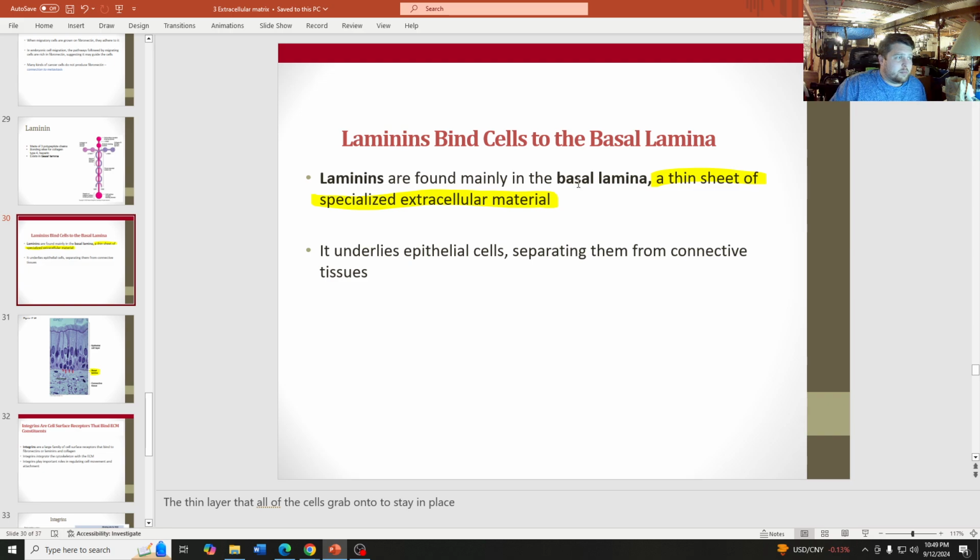They are found mainly in the basal lamina. That's what we need to know. And the basal lamina is a thin sheet of specialized extracellular material. So it's the thin layer that all of the cells grab onto to stay in place.